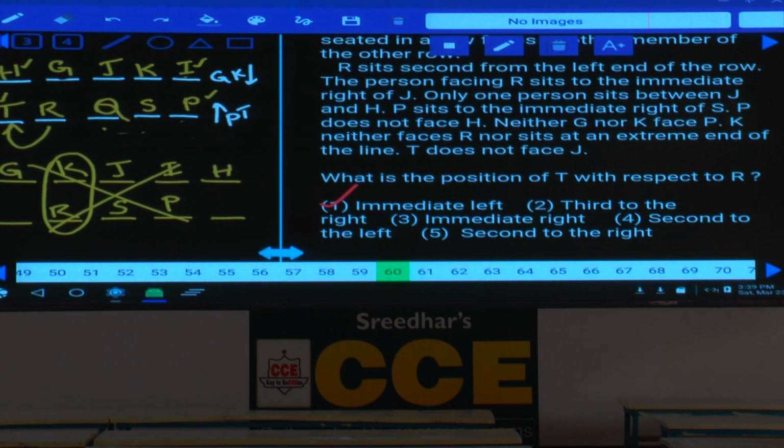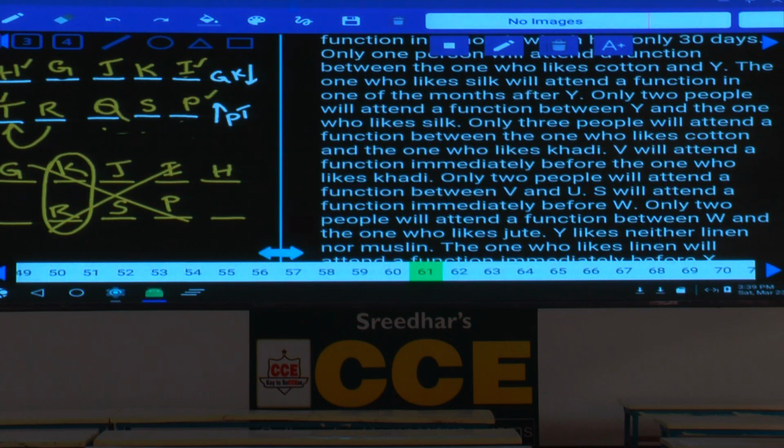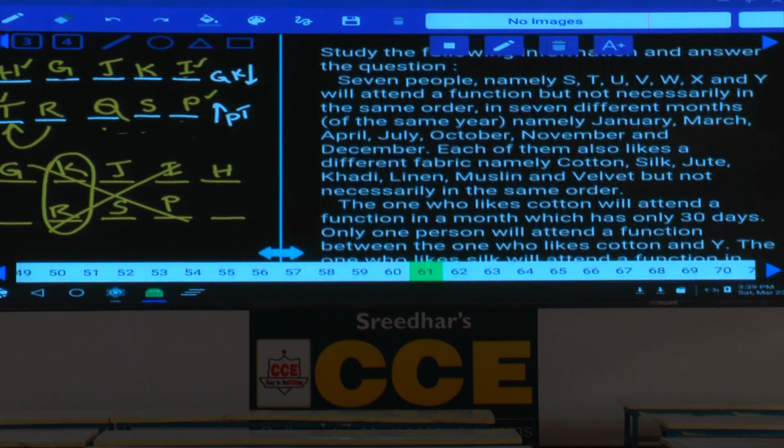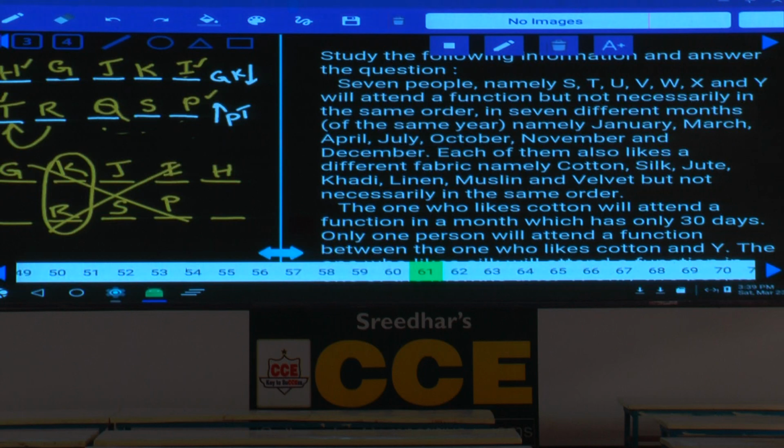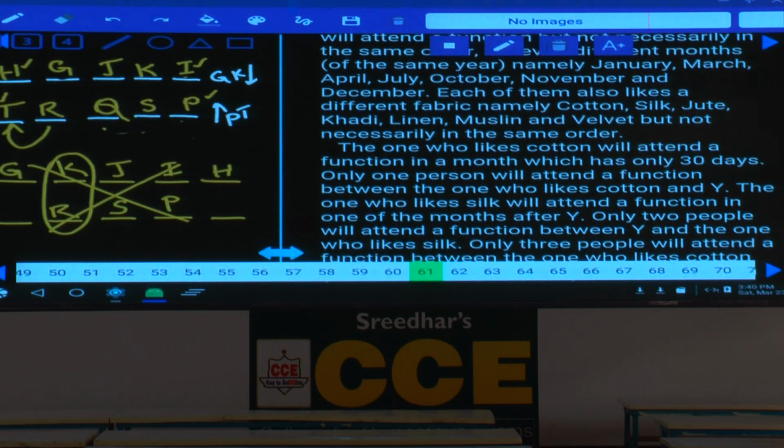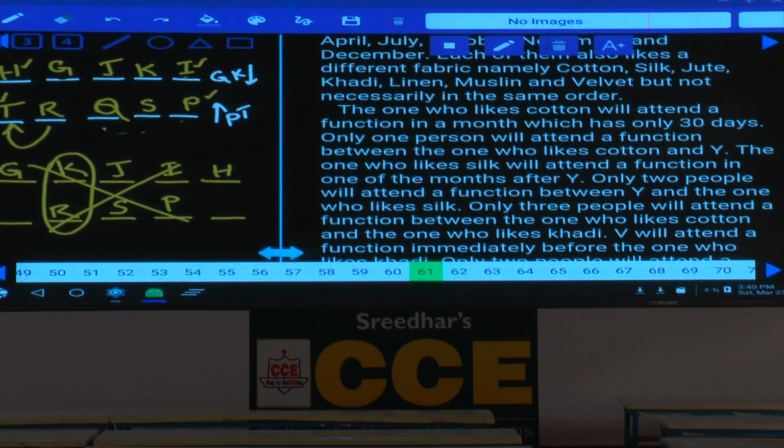Now question numbers 96 to 100. How many persons are there? 7 people. S, T, U, V, W, X, Y are the 7 persons who will attend a function, not necessarily in the same order, in 7 different months of the year, namely Jan, March, April, July, October, November and December.